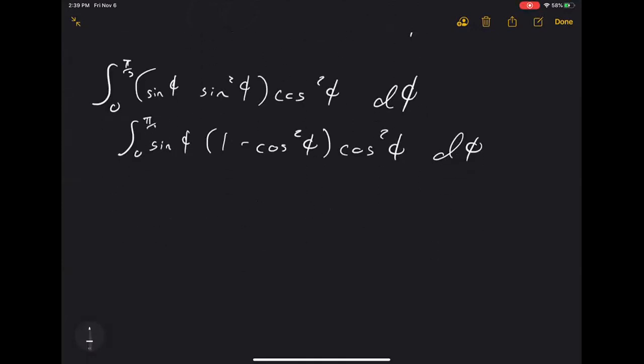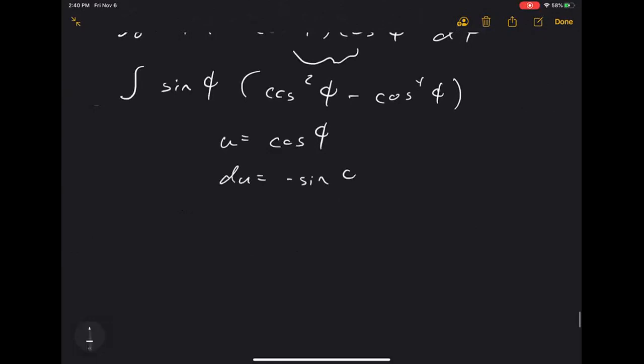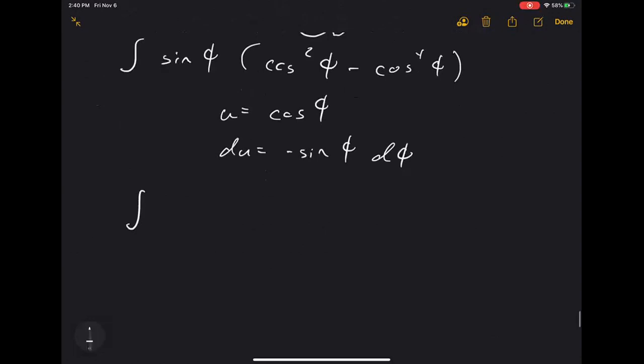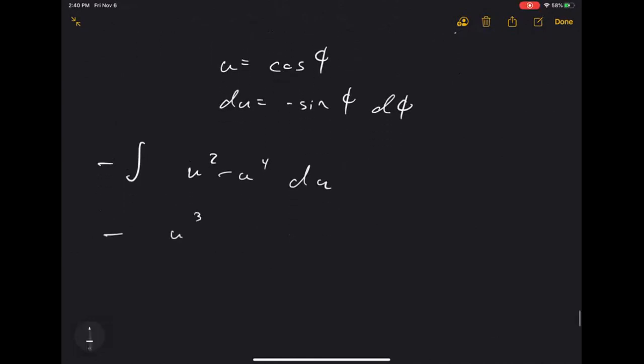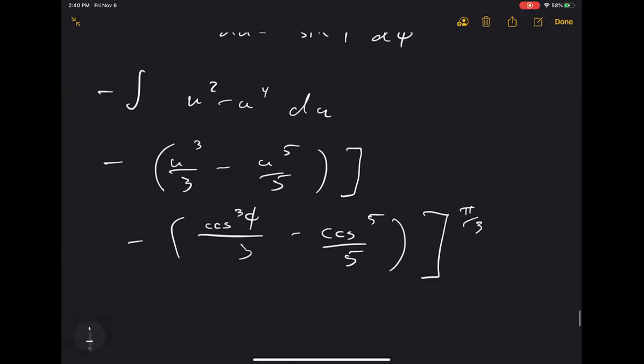Let's go ahead and multiply these together, and we get cosine squared phi minus cosine to the 4th of phi. Make the u substitution, u equals cosine of phi, du equals negative sine of phi d phi. So my integral becomes negative u squared minus u to the 4th du. Integrating, I get negative u cubed over 3 minus u to the 5th over 5. Undoing my substitution, for my bounds, pi over 3 to 0.